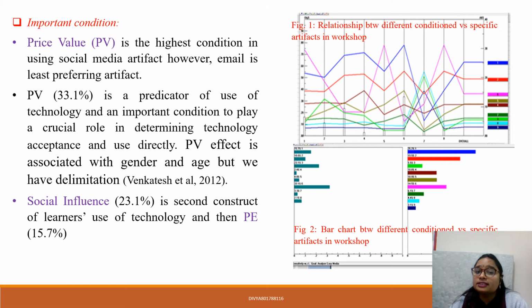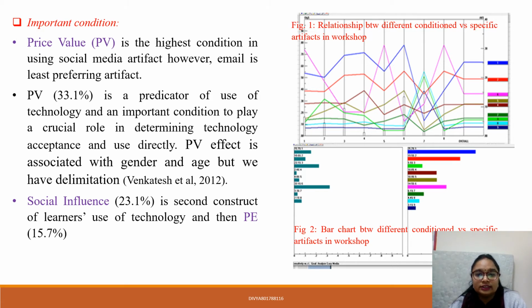Price value effects are associated with gender and age, but we have a delimitation by socio-cultural and economic perspective. Indian society is different and diverse. The cost and price structure may have a significant impact on technology use. Price value has a positive impact when the benefits of using a technology are perceived to be greater than the monetary cost. And the second construct of learner use of technology is social influence.